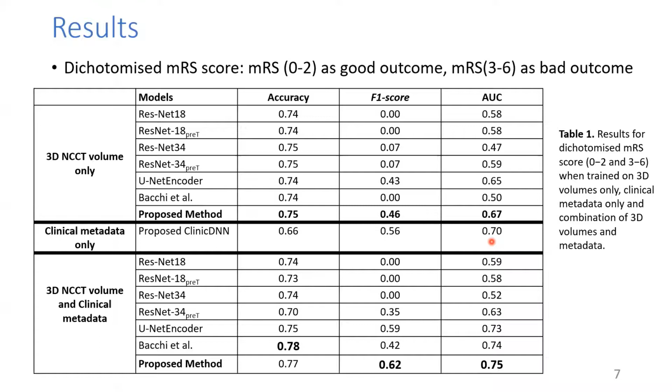However, this can be caused by the rich information in clinical metadata. This means it includes radiological biomarkers which were determined by expert radiologists from 3D CT scans. We obtained the best performance in these experiments when we combined imaging and clinical information, with area under curve jumping from 0.67 to 0.75, and F1 score from 0.46 to 0.62.